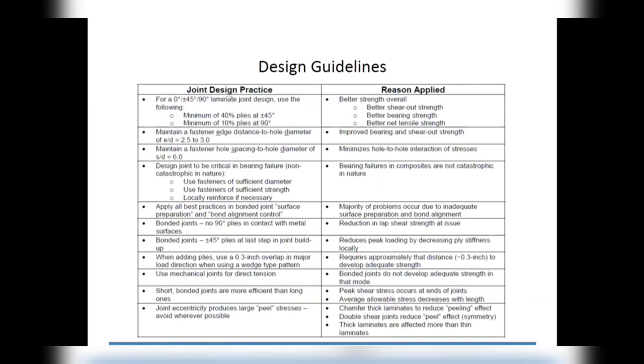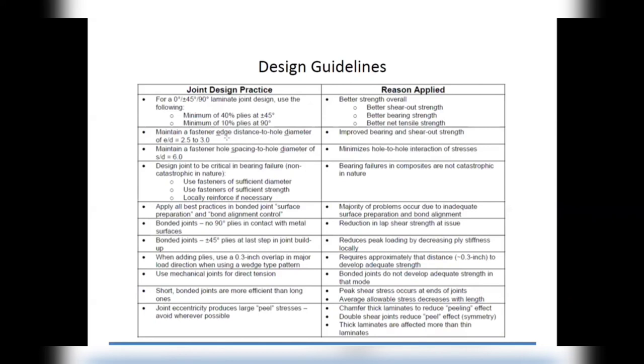Maintain a fastener edge distance to hole diameter of 2.5 to 3. So take a hole; the edge distance to hole diameter should be this much to improve the bearing and shear-out strength capability. Maintaining a fastener hole spacing to hole diameter of 6.0 is a good idea to minimize the interaction effects between holes. Recall that each hole can cause a stress concentration. If it's too close to another hole, then these stress concentrations will potentially overlap and cause a serious issue.